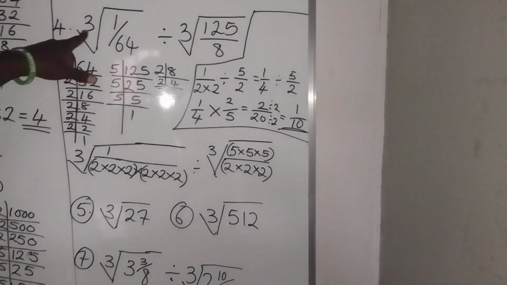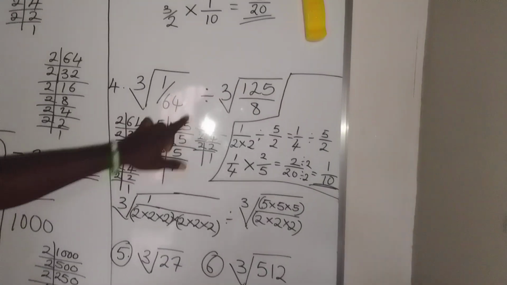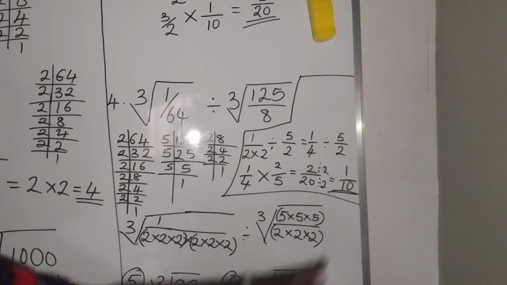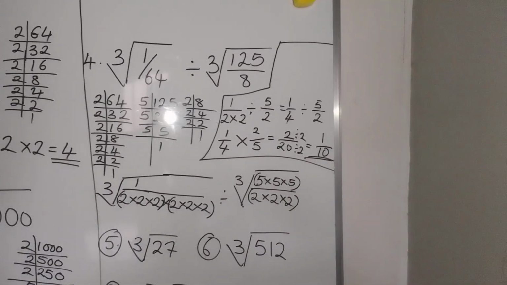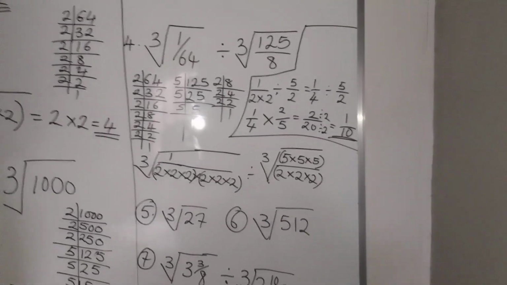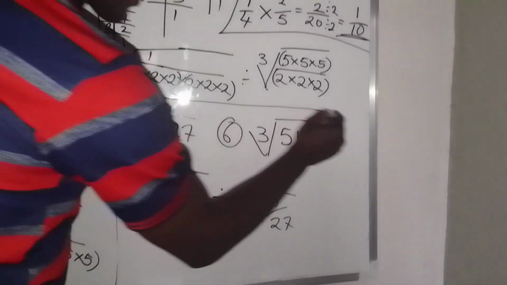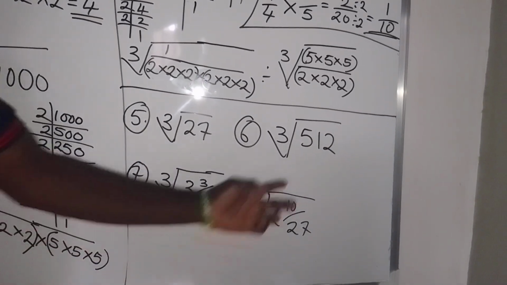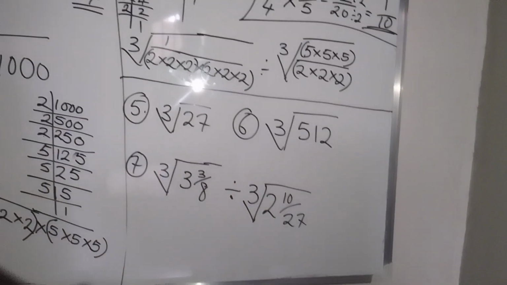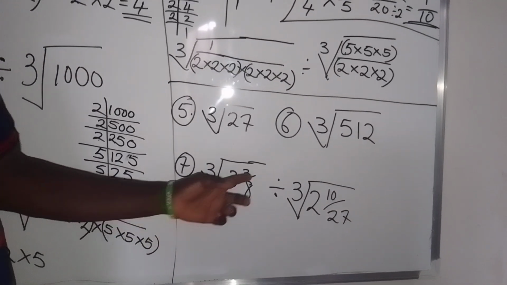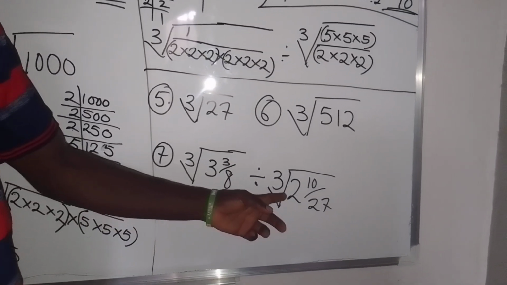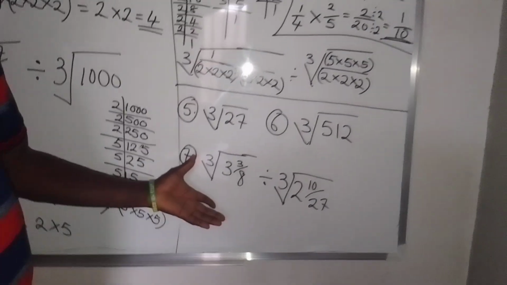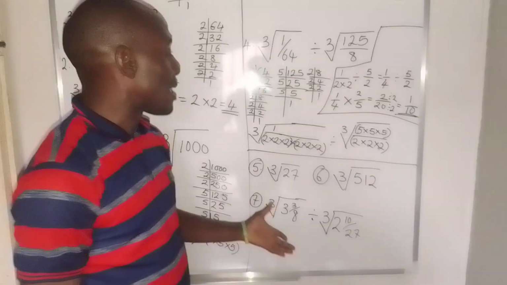So for the question of the cube root of 1 over 64 dividing the cube root of 125 over 8, the answer is 1 over 10. Now we have this question of number 5: the cube root of 27 over 512, the cube root of 3 whole number 3 over 8 divided by the cube root of 2 whole number 10 over 27. Try this, and don't forget to send in your answer in our comment section.